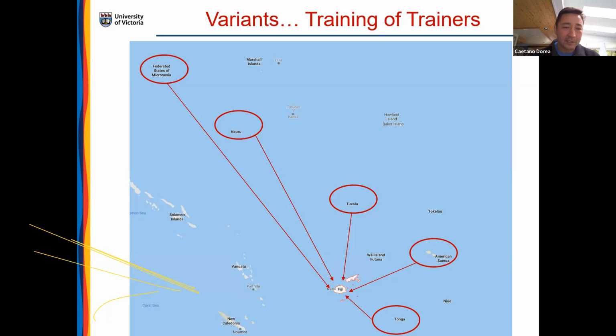So this was an assignment where the Federated States of Micronesia, Nauru, Tuvalu, American Samoa, Tonga, and Fiji all met in Fiji, and we trained the trainers who then went back to their countries, and it was sort of like a trickling type of training mode. And I think most of the surveys have now been completed.